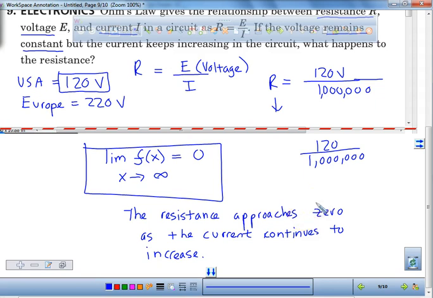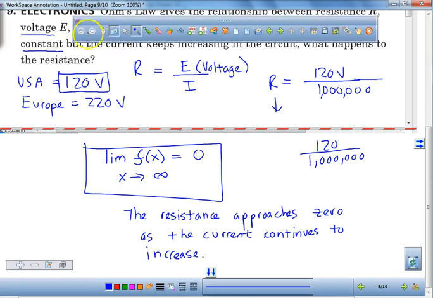Think of electricity like water, all right? Say the resistance is like the dam that's holding the water back. And so you can open up the dam to let water flow through. But guess what? If that current increases exponentially towards infinity, what's eventually going to happen to the dam? There's not going to be any resistance left. It's just going to flow through.